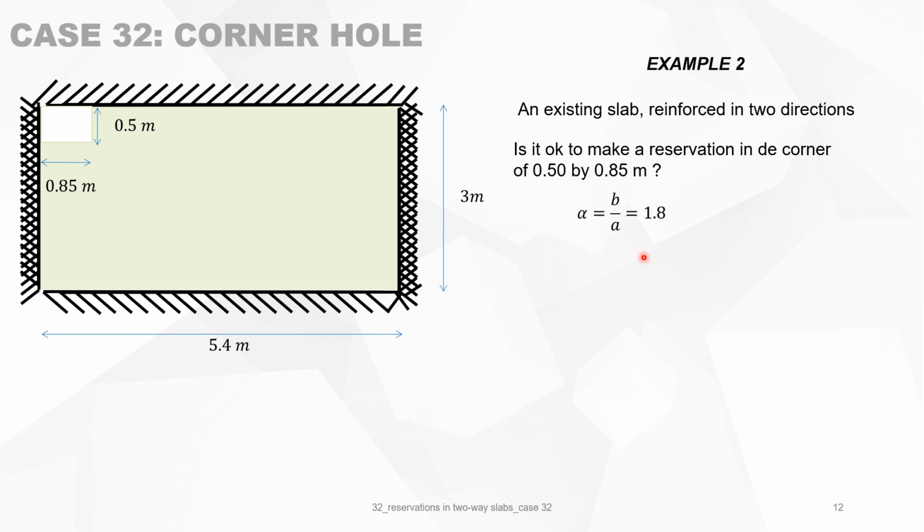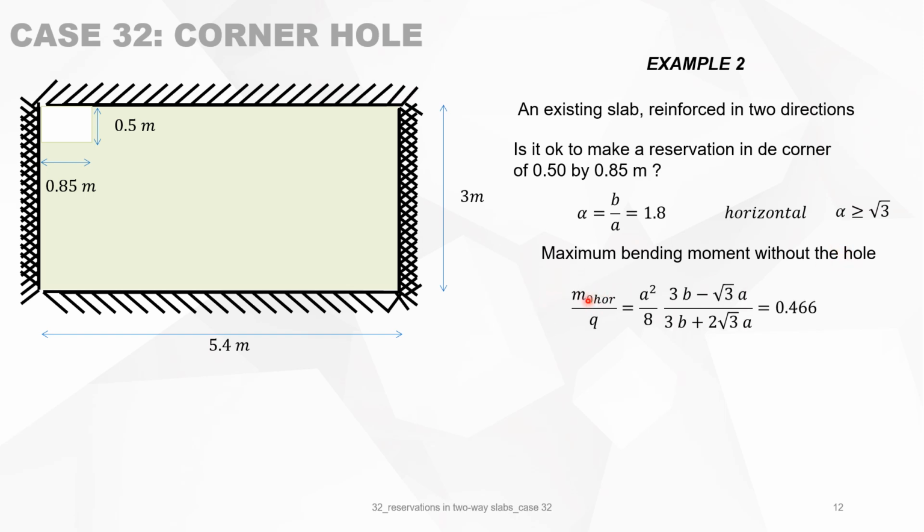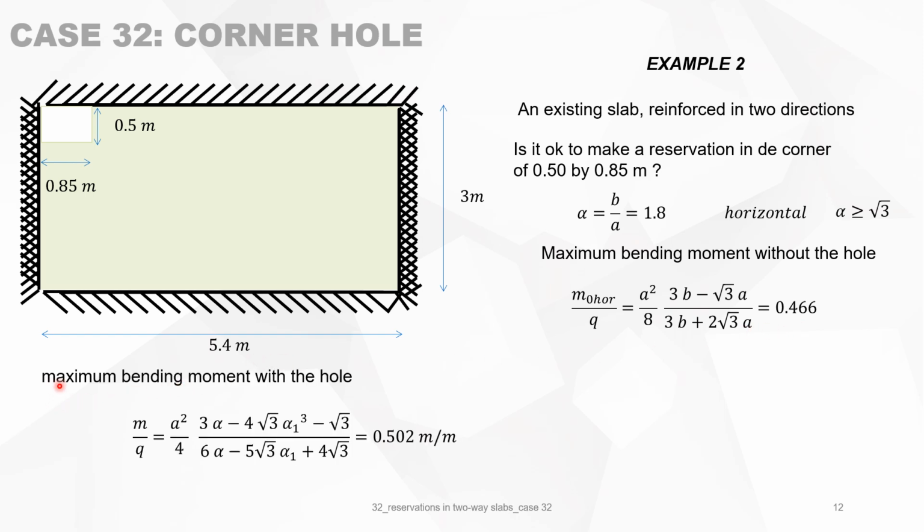So alpha is B over A is 1.8. So we are in the horizontal case because alpha is bigger than 1.7. The maximum bending moment without the hole is M0 horizontal divided by the ultimate limit load. We divide by the ultimate limit load because we do not know the ultimate limit load here. And then on the right-hand side, you only have an expression depending on the geometry, and it's 0.466. We can also calculate the maximum bending moment with the hole, which is M over Q. We use this expression, and it gives you 0.502 meter per meter.